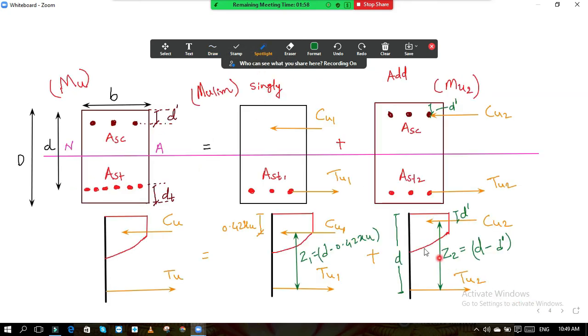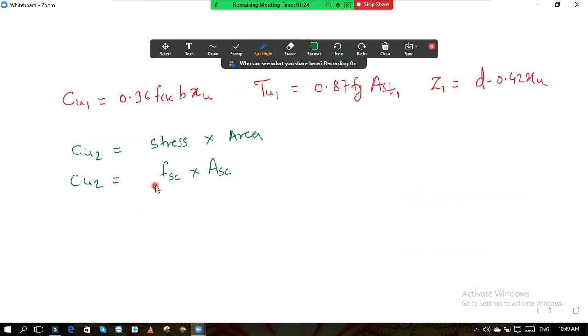So here what I want to say, when you talk about the tension zone, what is our stress in steel? We always take the stress in steel as Fy. Correct. Fy is the stress in steel in tension zone. Here, is the steel in the tension zone or not? Where is the steel? In the compression zone. So what is the stress in steel in compression zone? It is called FSC, stress in steel in compression zone. FSC is the notation given to that, and Fy is the notation for stress in steel in tension zone. Okay, so this is the area.